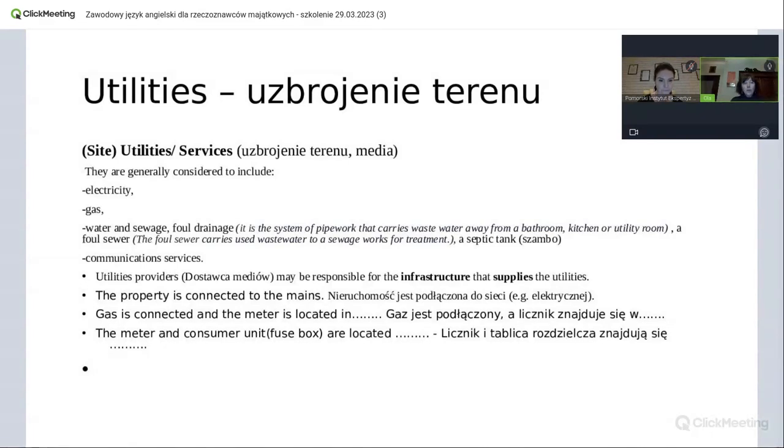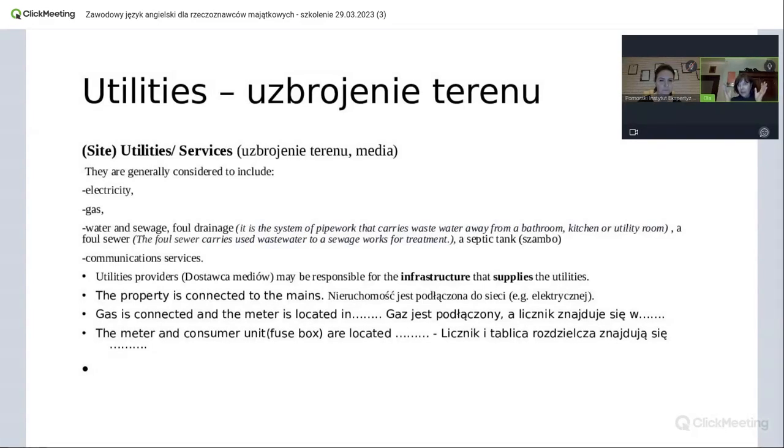And then, of course, we have utility providers, and they are responsible for the infrastructure that supplies the utilities. And here I put some hopefully nice expressions. The property is connected to the mains. It means nieruchomość jest podłączona do sieci. Here I put, for example, elektrycznej, but it doesn't have to be.